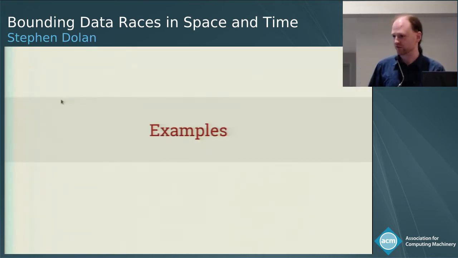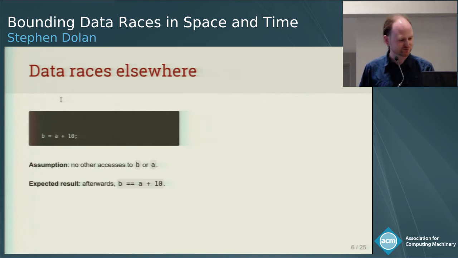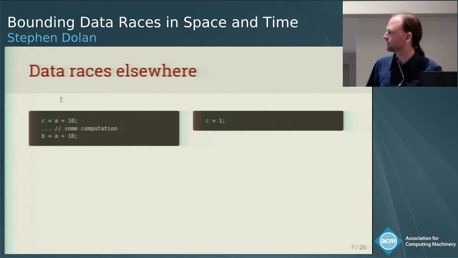So first, to convince you that this is a real problem, I'm going to show some examples that I hope will be surprising. Here is a fragment of code in which we set b to be equal to a plus 10. And the assumption we're going to make is that nothing else in the entire program ever touches b or a. And I'd like to believe that after this line of code runs, b will be equal to a plus 10. But no, not in C++. Because what if the rest of the program is this?